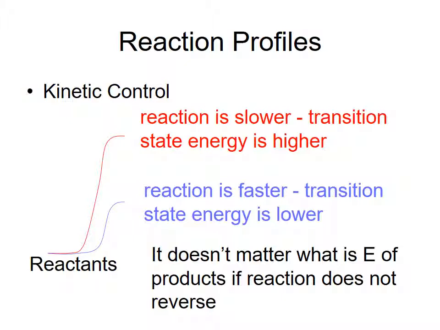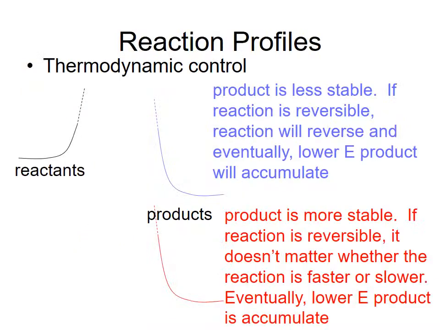If you are doing the faster reaction and you're making it go all the way to the product and we don't let it reverse, it doesn't matter what the energy of the products is, because the faster reaction is going to occur if the reaction can't reverse. However, if the reaction can reverse, the energy of the products matters.